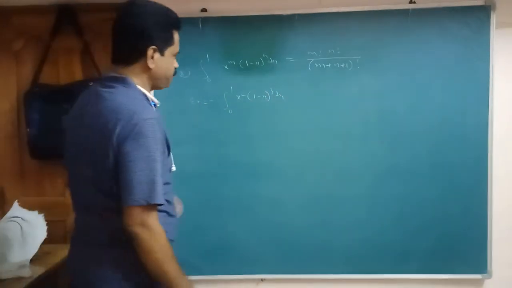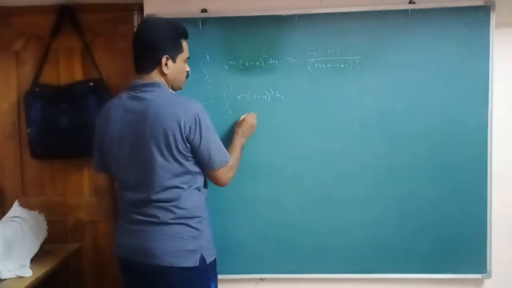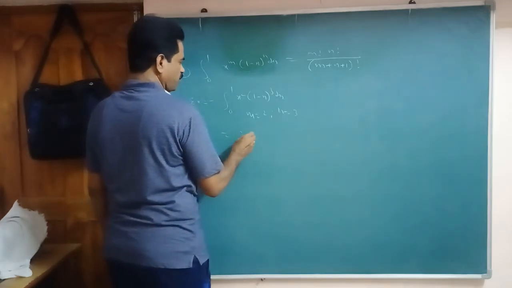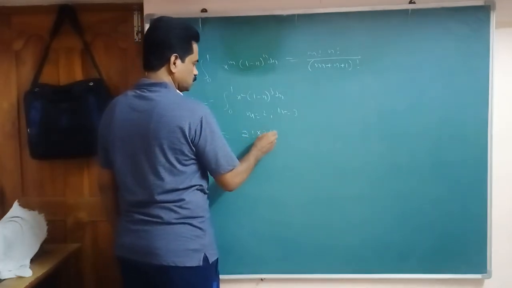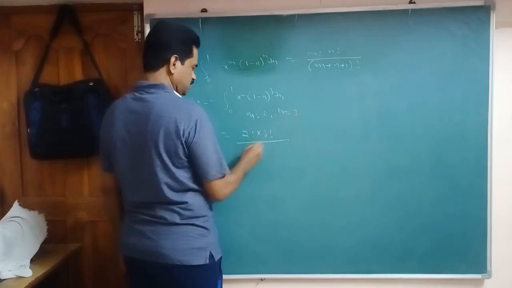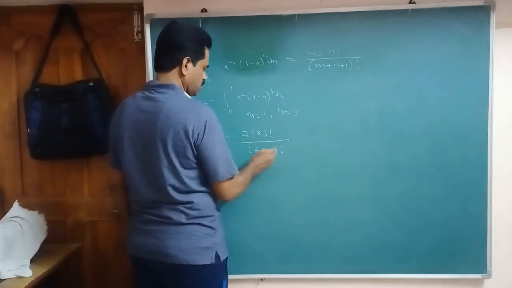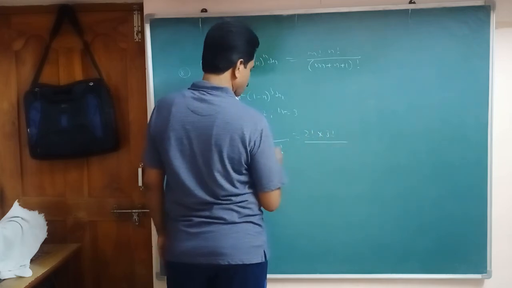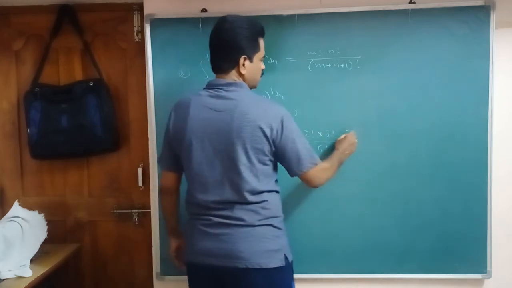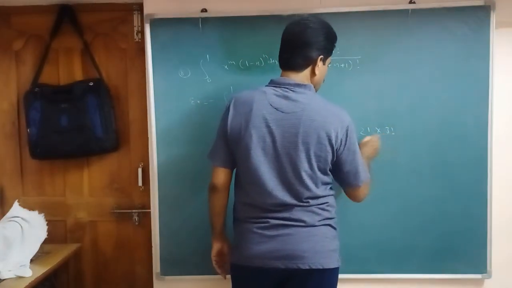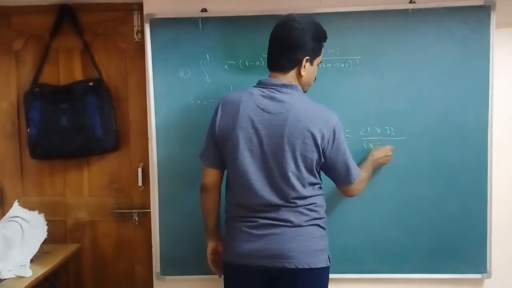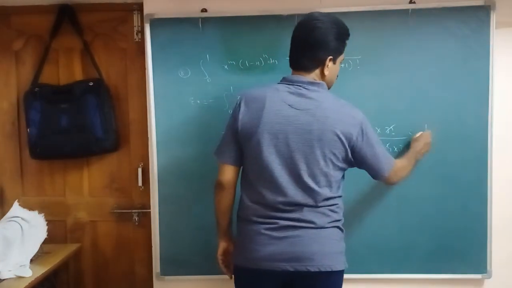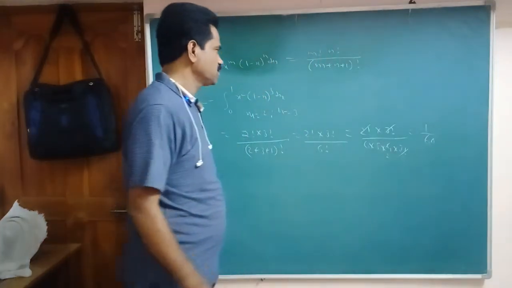Here you observe, comparing here m equal to 2 and n equal to how much? 3. Substitute in the formula. That is 2 factorial into 3 factorial by (2 plus 3 plus 1) factorial. That equal to 2 factorial into 3 factorial by 6 factorial. We can write here 6 into 5 into 4 into 3 factorial. 3 factorial cancels, 2 factorial cancels. It is how much here? 1 by 60.